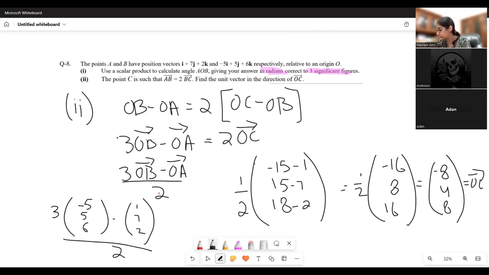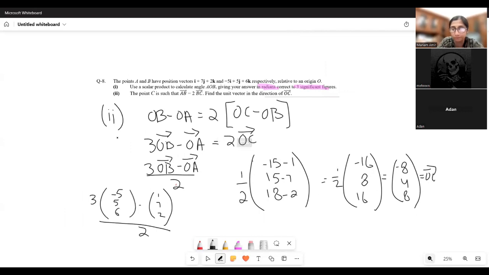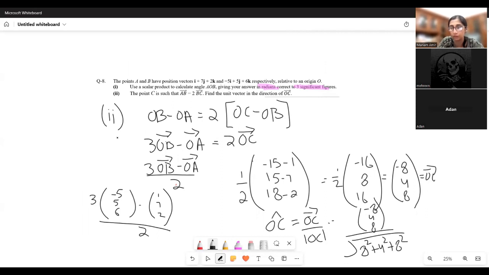Now we have to find its unit vector. Minus 8, 4, 8, yeah. And we know the formula for the unit vector: vector OC divided by the magnitude of OC. So that is minus 8, 4, 8 divided by square root 8 square plus 4 square plus 8 square. What is square root 8 square plus 4 square plus 8 square? That's 12. So 1 by 12 of that.